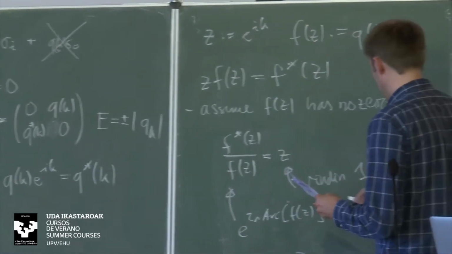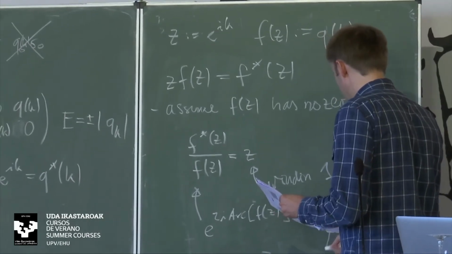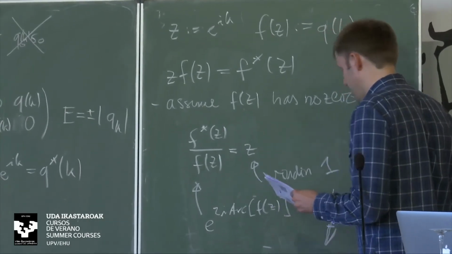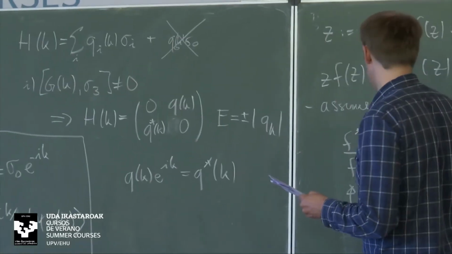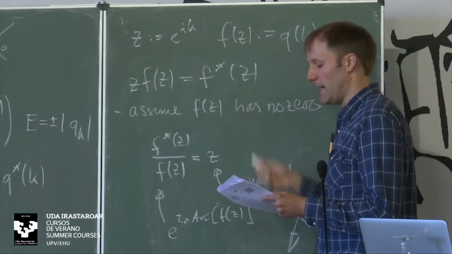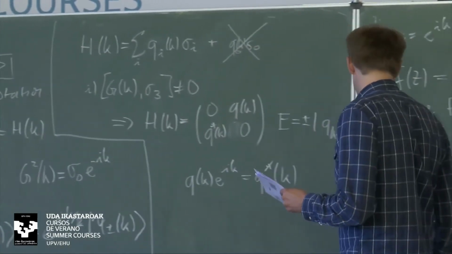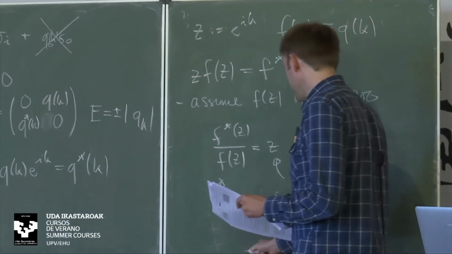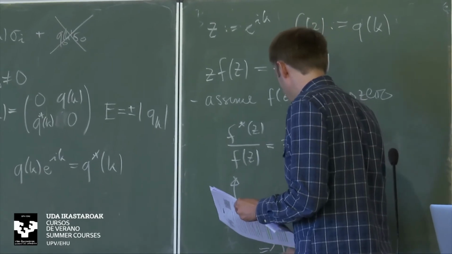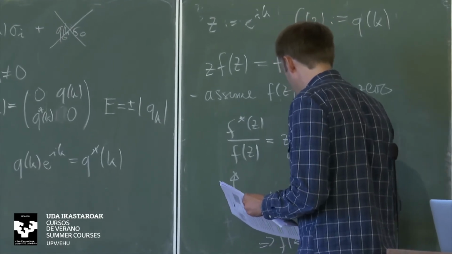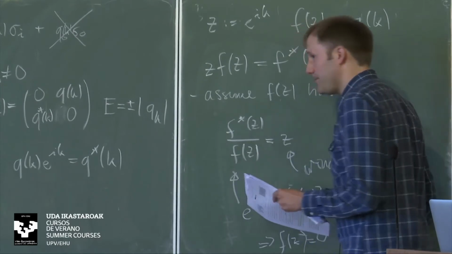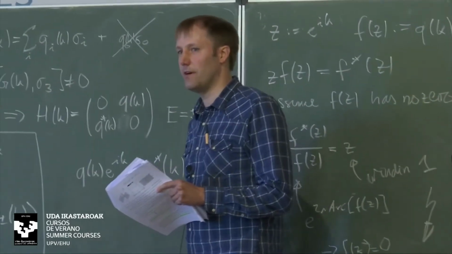So this is inconsistent, right? The left side has a different winding from the right side. So therefore, this assumption must have been wrong. So f of C actually must have some zeros. And this means there has to be a band crossing. Is this clear so far?